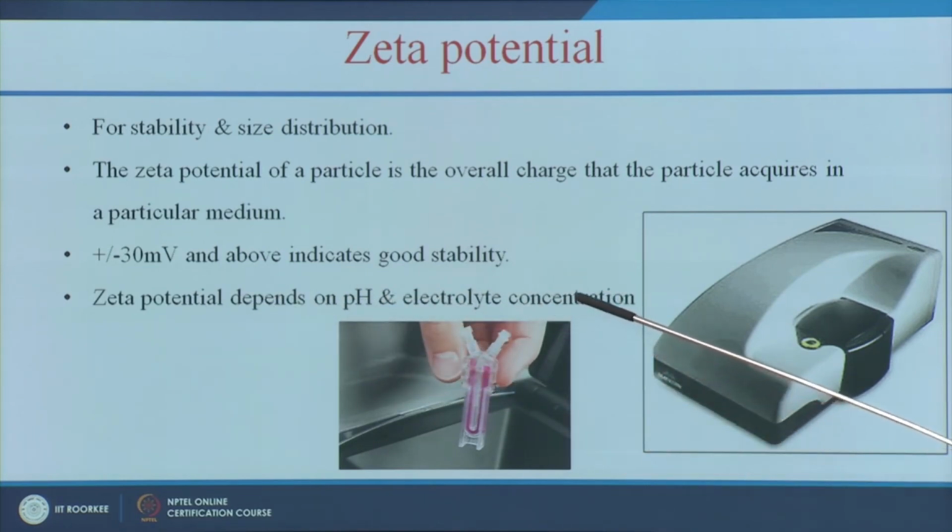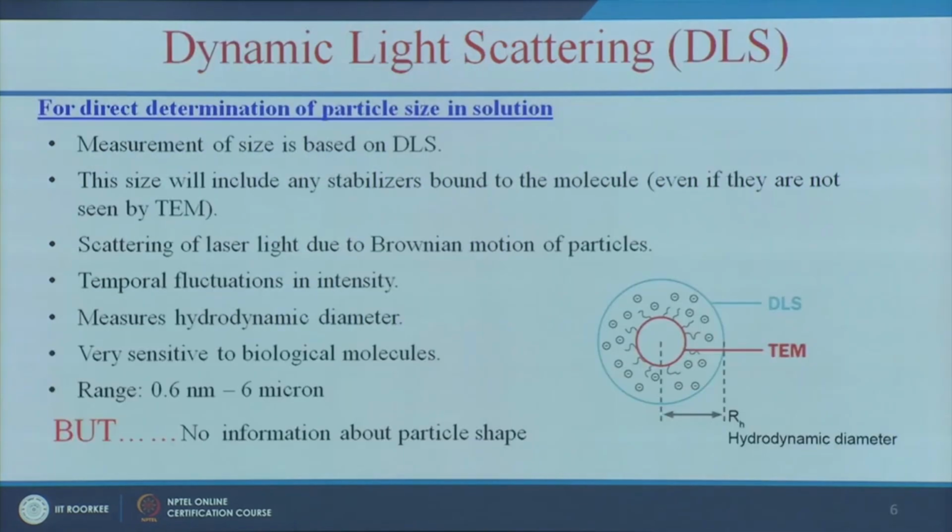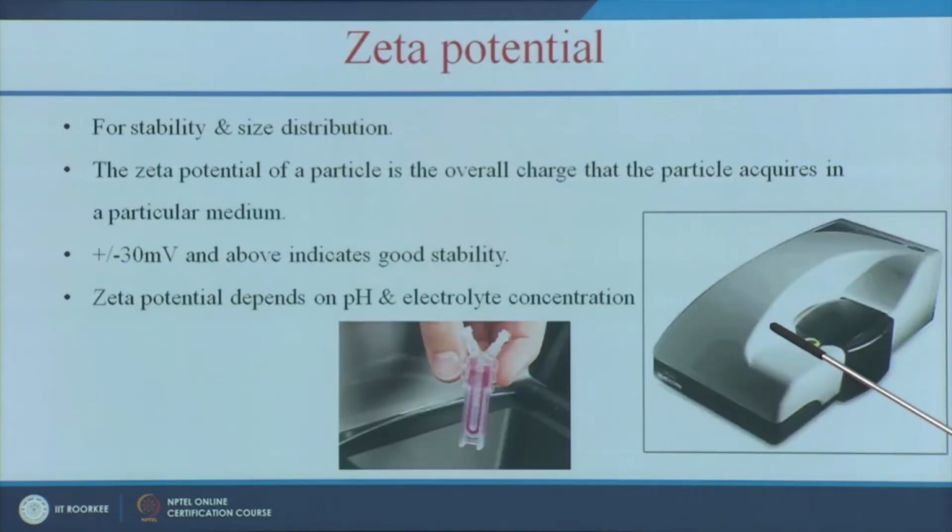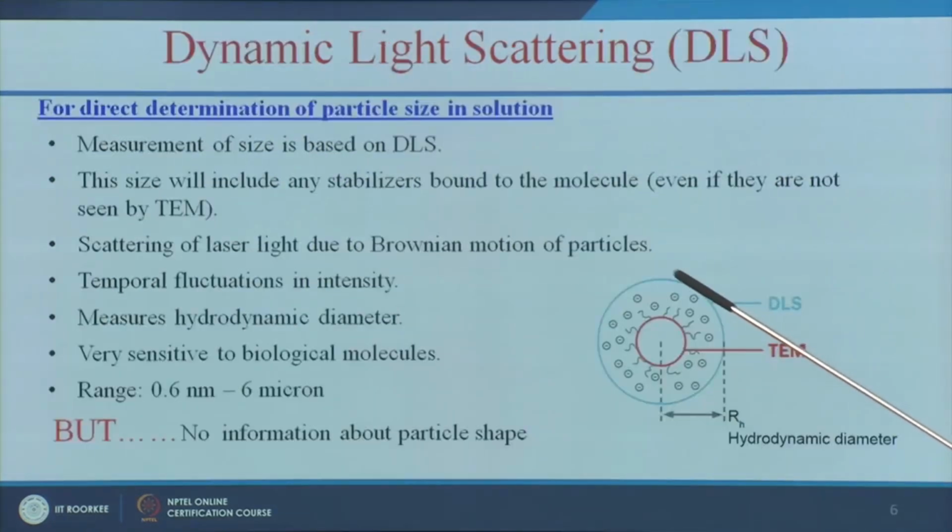The zeta potential depends on the pH and electrolyte concentration of the particular material, and this is a zetasizer equipment. For zeta potential we have to use this kind of cuvette, and when you put this cuvette inside the zetasizer, it will give the zeta potential of your nanoparticles. Using this same equipment we can also measure the dynamic light scattering of the particles.